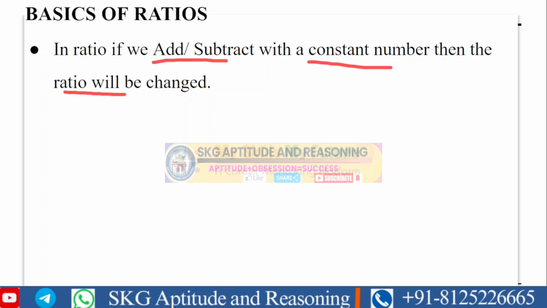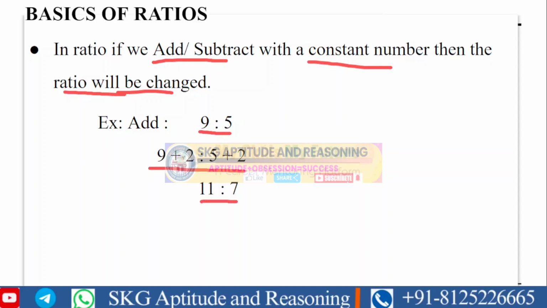But for the case of addition and subtraction, there will be a change in the ratio. Let us consider the case of addition. Here I have a ratio of 9 is to 5. On both sides, I am adding a number, plus 2. After adding plus 2, the ratio will become 11 is to 7. So the original ratio was 9 is to 5, but after adding a particular constant number, I am getting a new ratio, 11 is to 7.